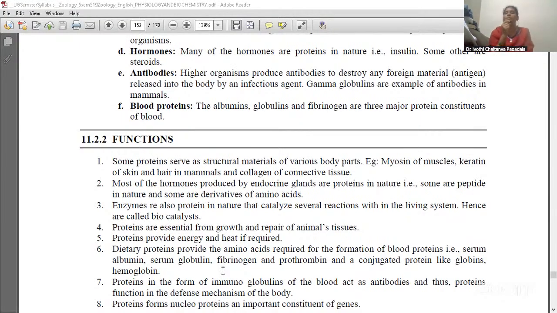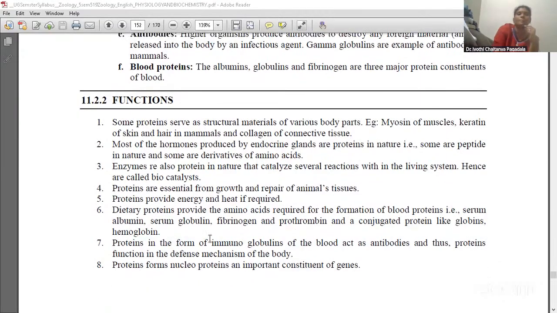When an injury happens or a cut happens in the skin, because of this fibrinogen and thrombin and prothrombin, that stops the bleeding and forms a mesh-like structure. So this is the major activity of fibrinogen and prothrombin.